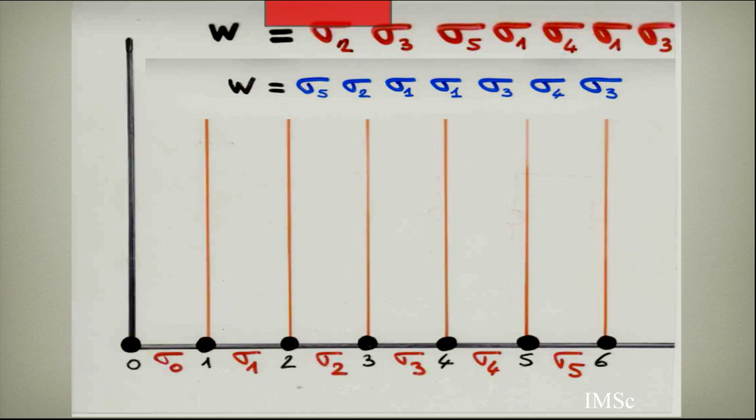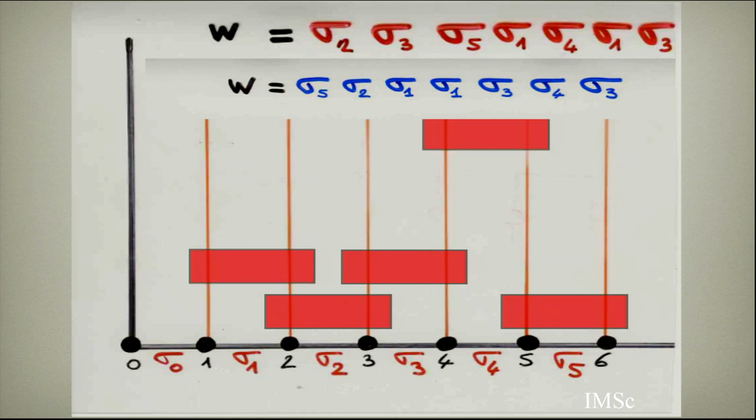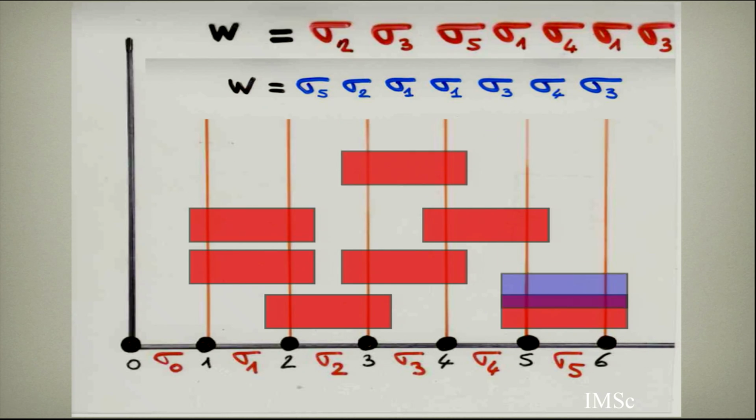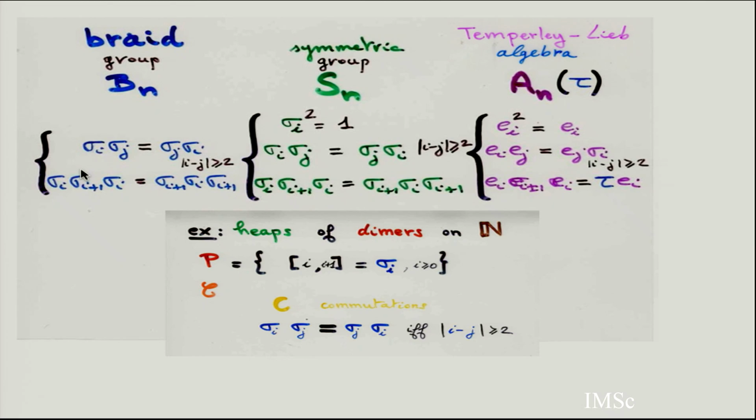So let's check that the two heaps, the blue heap and the red heap, coming from the blue and red words, give the same heap. And I claim you can go from one word to the other by this elementary commutation. And this heap is a representation of this relation.